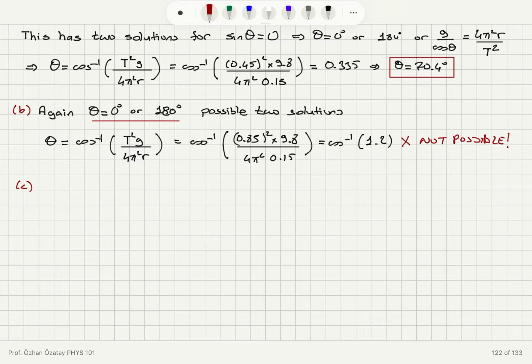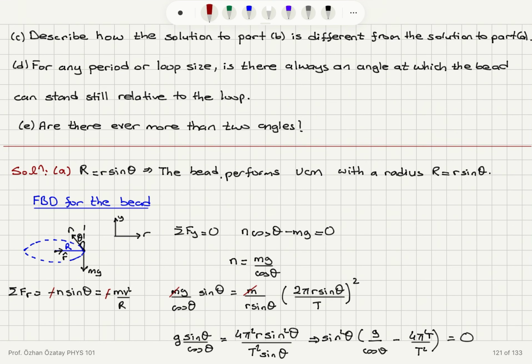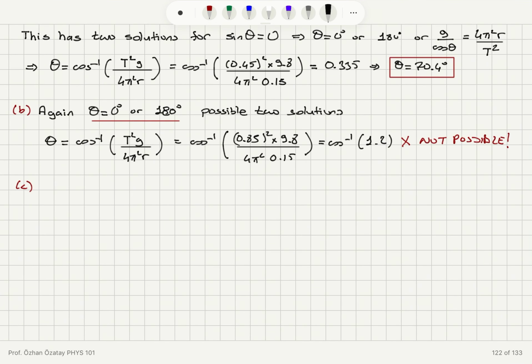Now part C asks me how these two solutions are different. Now in part B, for t equal to 0.850 seconds, we have only two solutions, theta equals 0 or 180 degrees, instead of three possible solutions.